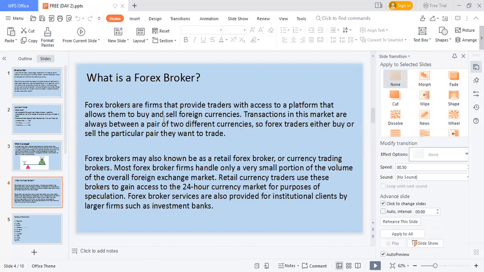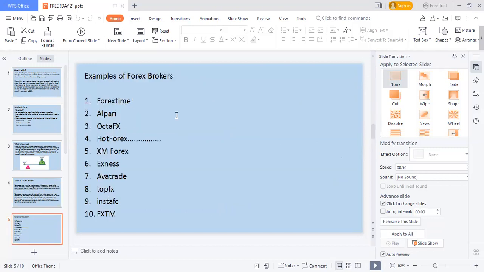Now let's look at forex brokers. Who are forex brokers? These are firms that provide traders with access to a platform that allows them to buy and sell foreign currencies. Transactions in this market are always between a pair of two different currencies. So, forex traders either buy or they sell the particular pair they want to trade. Let me not say much. I just want to tell you about these brokers.